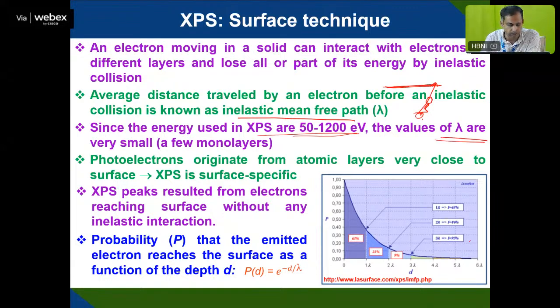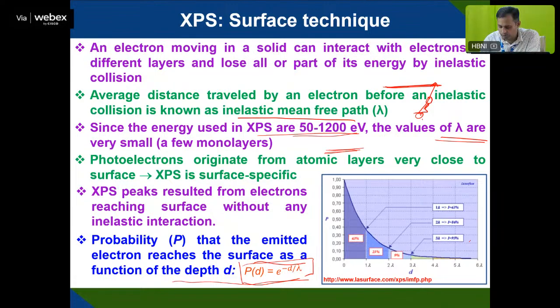very, very small. Okay. So photoelectrons originate from the atomic layers very close to the surface. That's why XPS is a surface specific technique. Though we are removing the core electron, that photoelectron is generated mostly from the top atomic layer. So that's why it's a surface technique. And XPS peaks result from electrons reaching the surface without any inelastic interaction. The probability that an emitted electron reaches the surface as a function of depth is P equal to e to the power minus d by lambda.